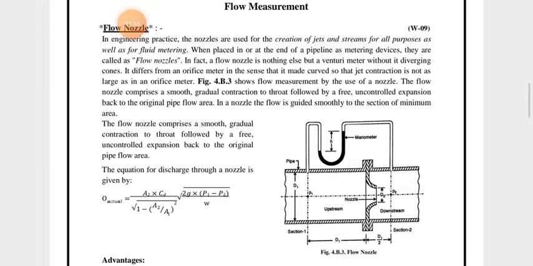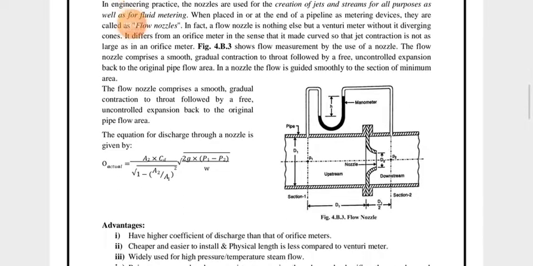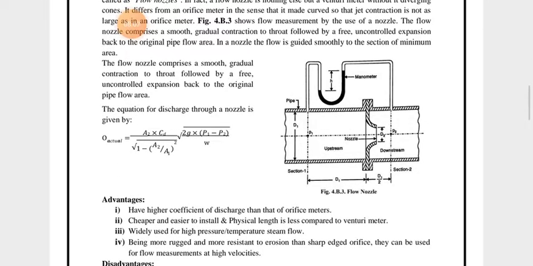manometer for the measurement of pressure. The difference in the rise of mercury in the limbs of the manometer is nothing but h. So p1 minus p2 divided by w, where w is the specific weight of the mercury. So this is nothing but the calculation of actual discharge through the pipe by using a nozzle.